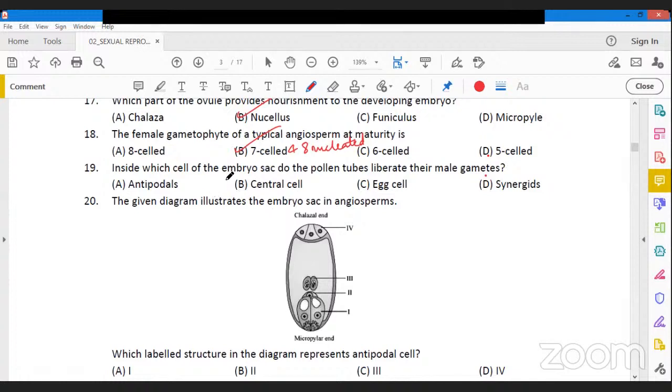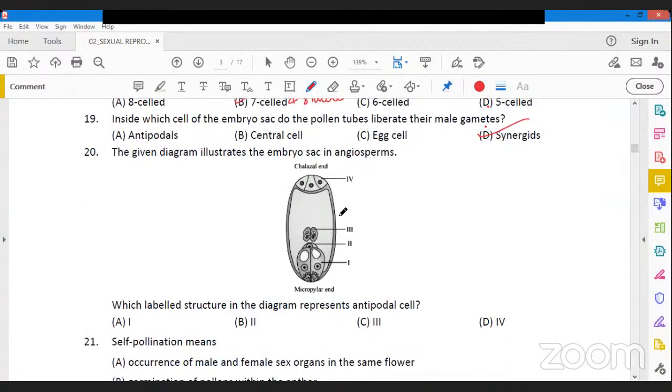Then the 19th one: inside which cell of the embryo sac do pollen tubes liberate their male gametes? Okay, it is inside the synergids that they release. So one will reach the egg cell, the other one will go to the central cell.